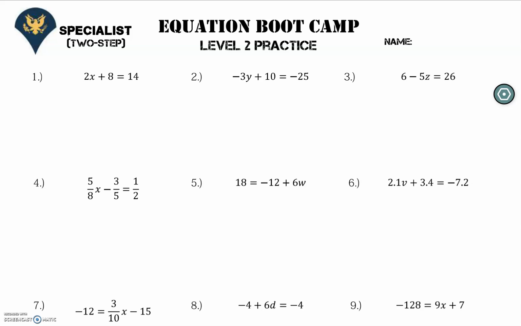So I'm going to go through a few examples from the practice, and then you will be completing the practice on your own. And when you finish the practice, you will be completing the mastery test.